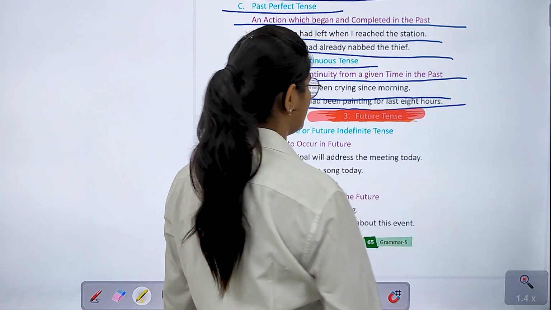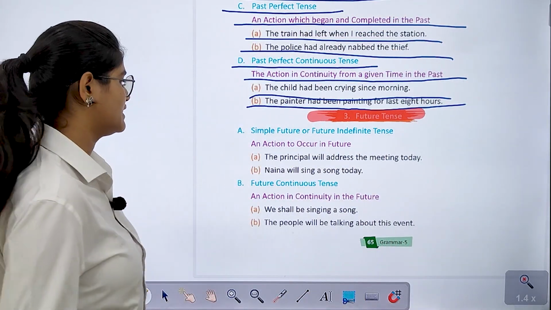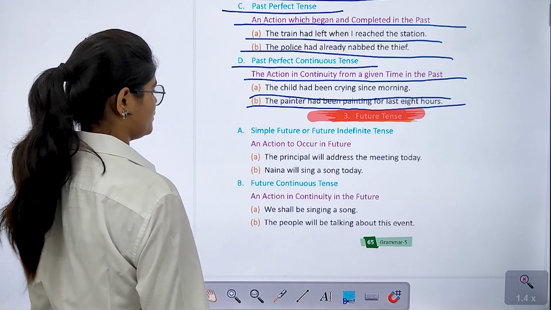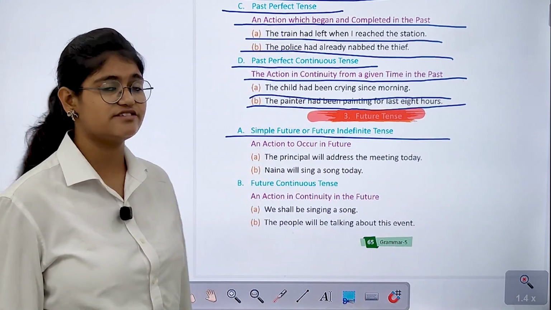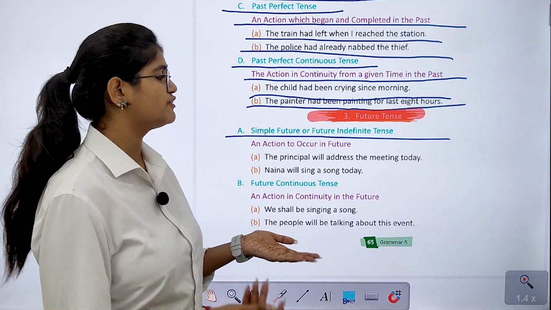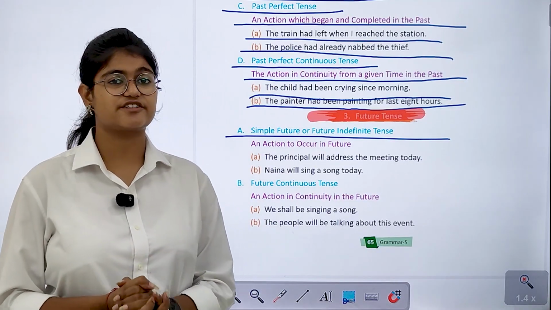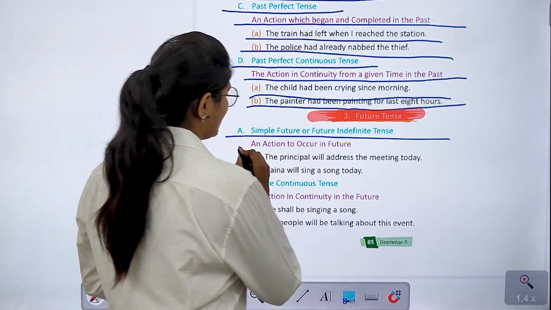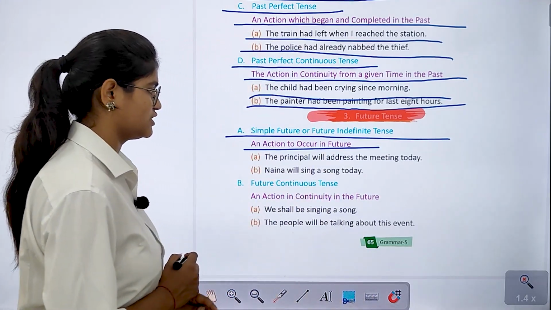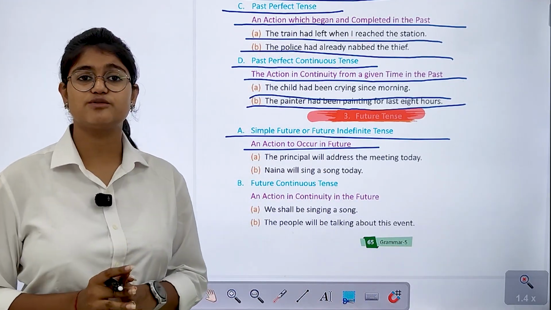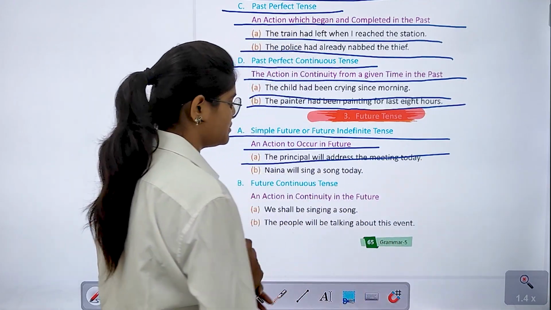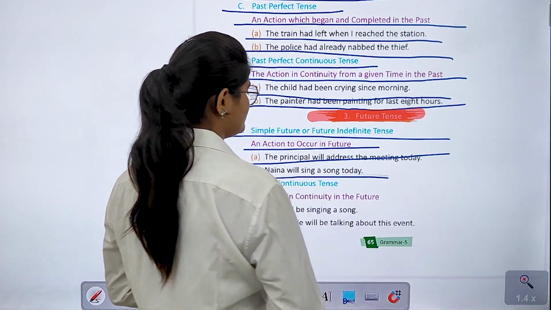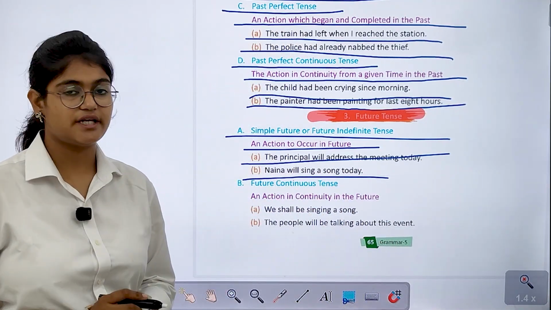Future tense. So now let's begin with the future tense very quickly. So for the very first thing we have simple future or future indefinite tense. So अब हम simple future या फिर future indefinite tense के बारे में डिस्कस करेंगे. Which says an action to occur in future. कि कोई ऐसा action जो कि future में होने वाला है, right? The principal will address the meeting today. Nena will sing a song today, right?